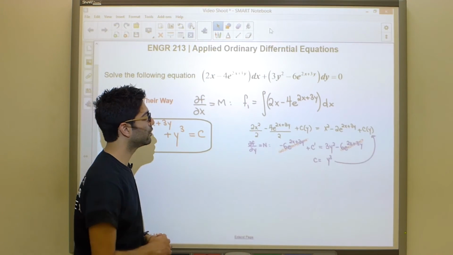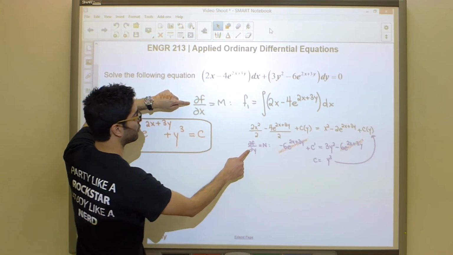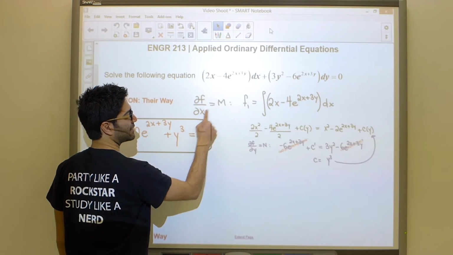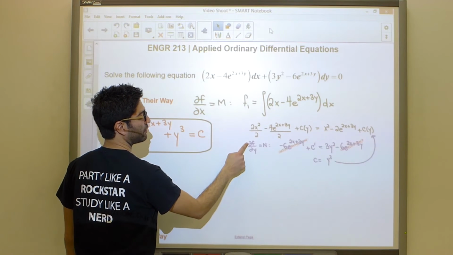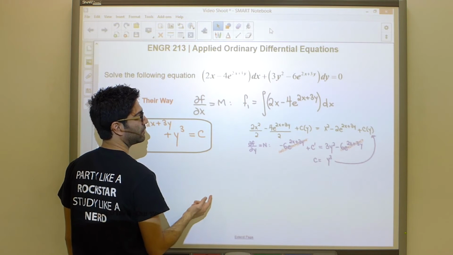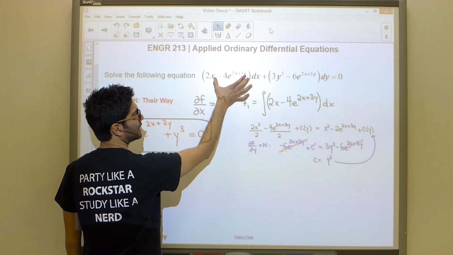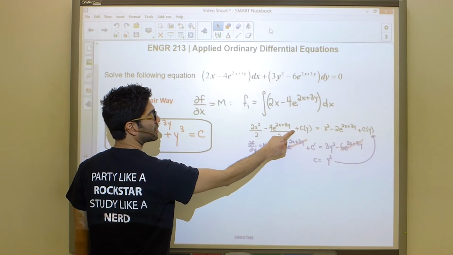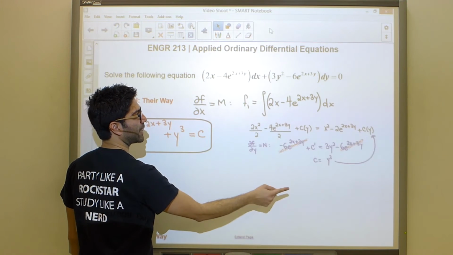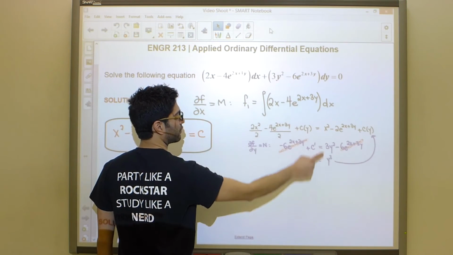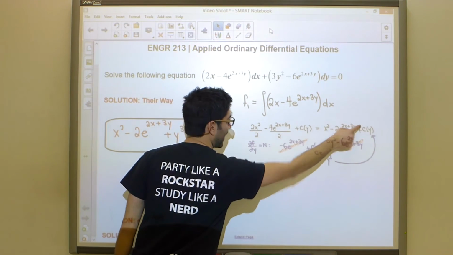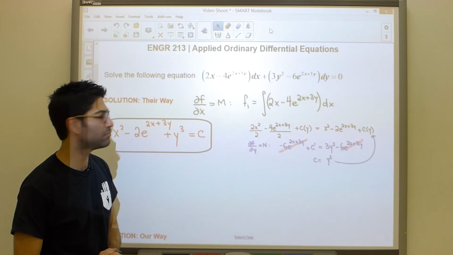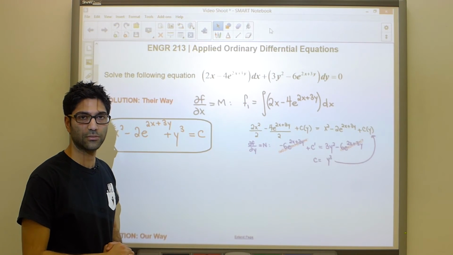Once that is done, you're going to essentially apply these two formulas. The derivative of f with respect to x is m, and the derivative of f with respect to y is n. So essentially, take this first piece, integrate, get an answer. Take its derivative with respect to y, make it equal to this, and solve for c. Take your c and plug it back in. So those are the steps. Not that bad. It is manageable.